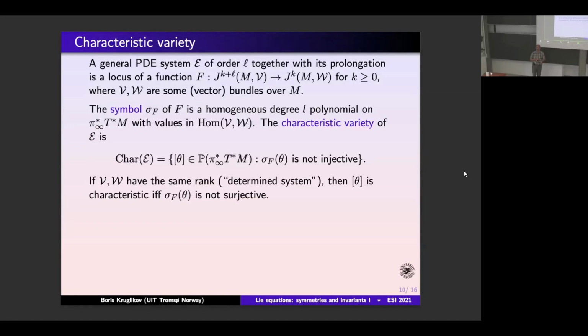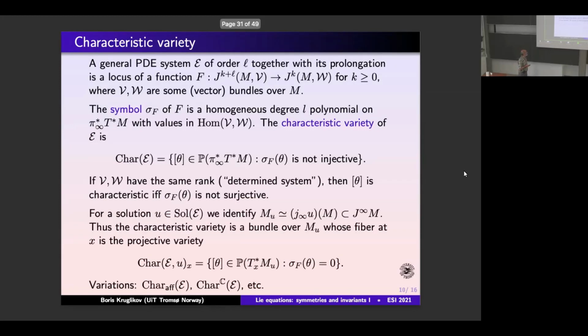Just counting the number of unknowns and the number of equations doesn't tell you much, right? Because like the Einstein equation, it's a gauge invariant equation, so in 4D it's 10 equations on 10 unknowns, which looks like a determined system, but actually it's not. It's both underdetermined and overdetermined. If you compute the characteristic variety for this, you get everything. So for a determined system, if V and W have the same rank, then the characteristic variety has to be just a 3-dimensional one. It has to be a hypersurface. So that's the proper definition of a determined system. Right.